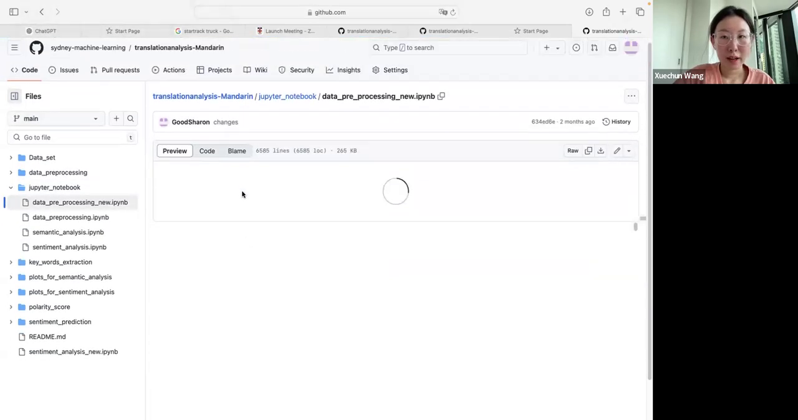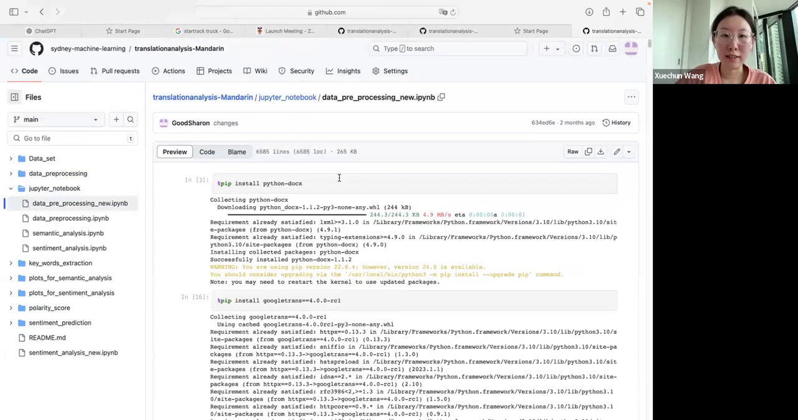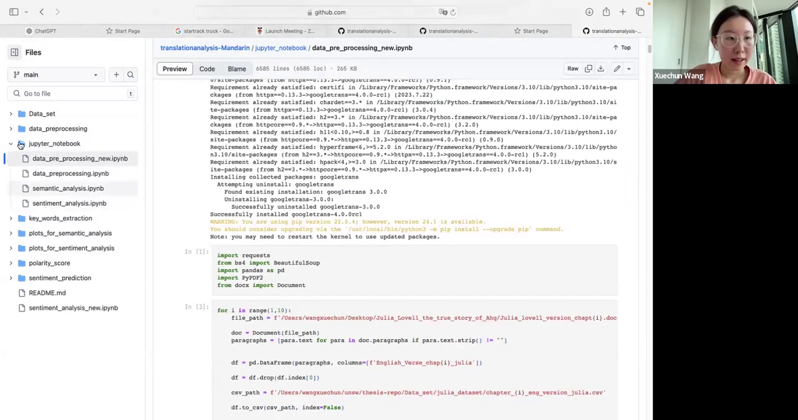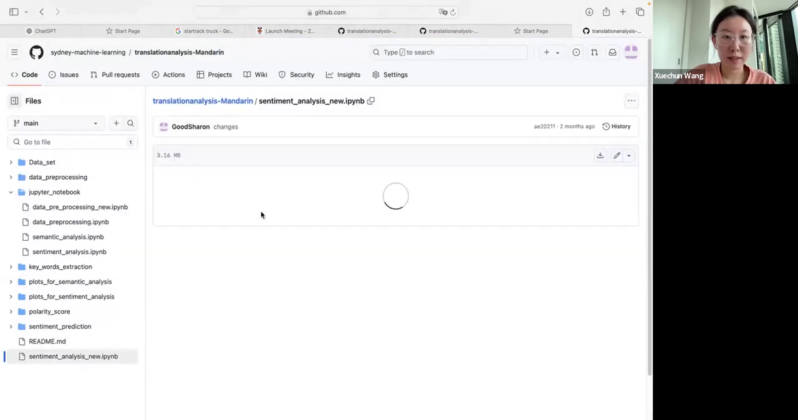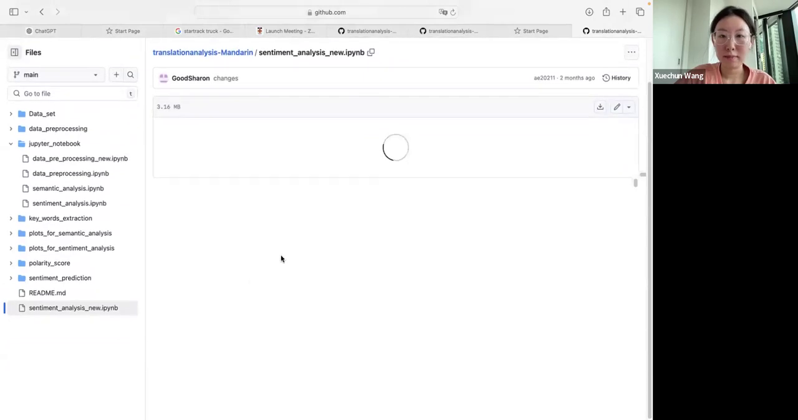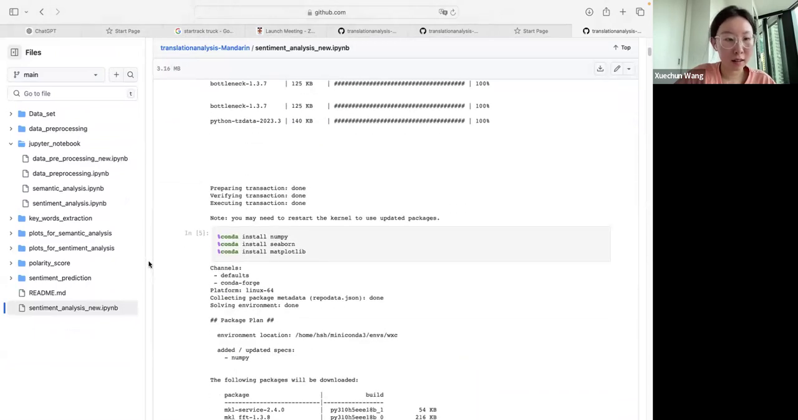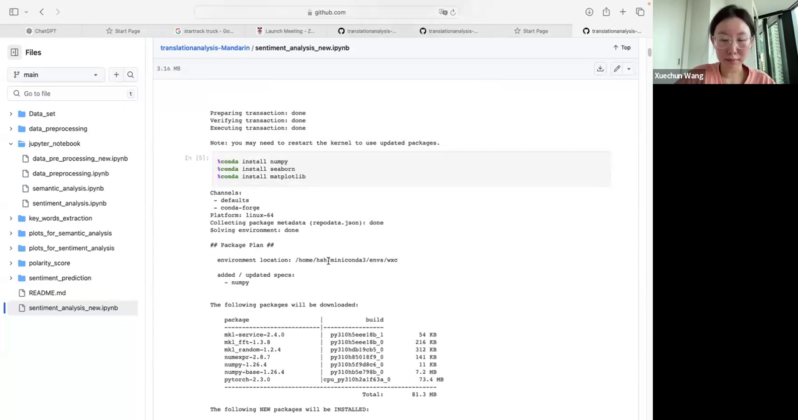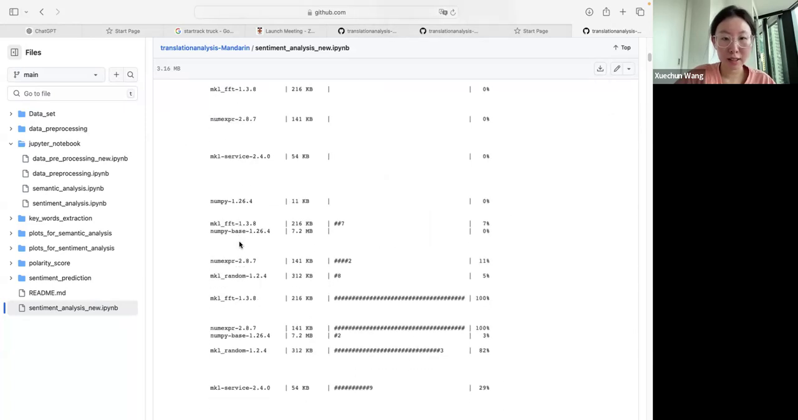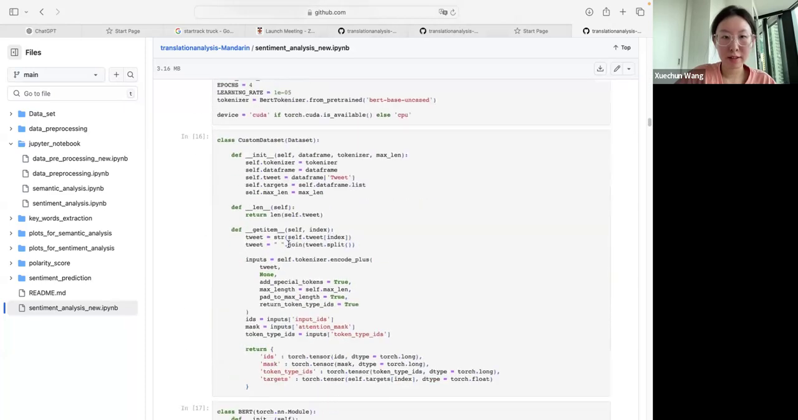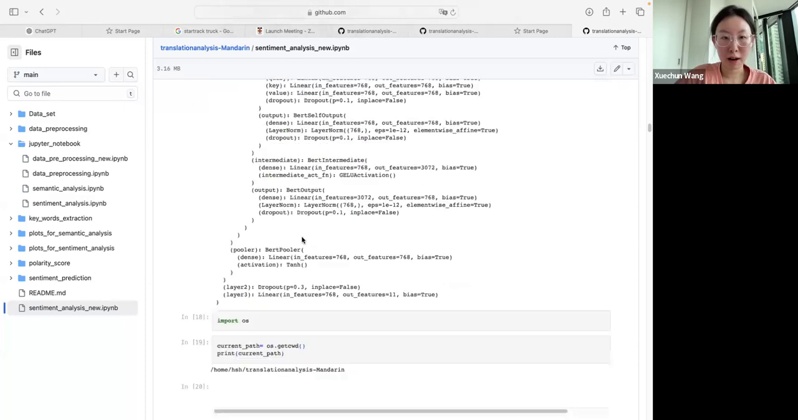And this is the Jupyter notebook for the data pre-processing part. And here is the sentiment analysis part. So we use the pandas library, and we use NumPy, and we use matplotlib for the plots for the visualizations. And here's the model part.